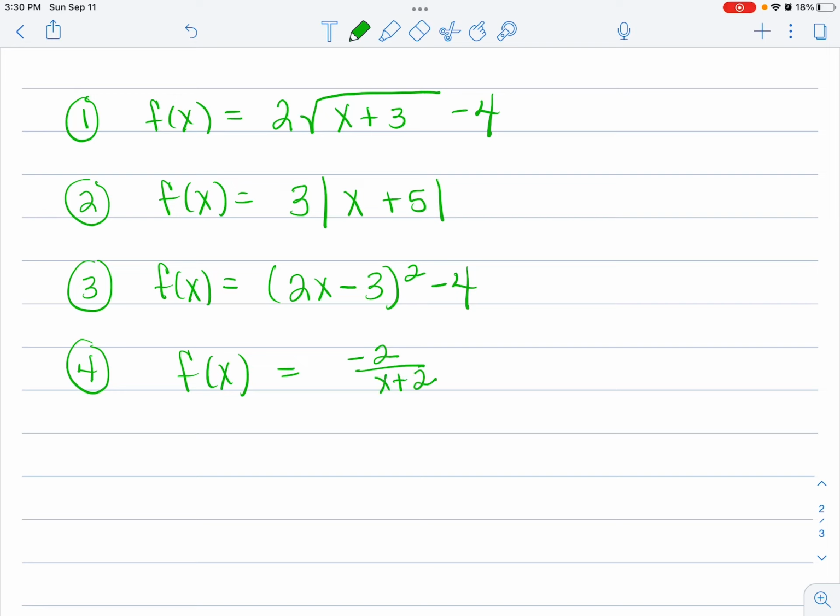Okay. All right, so try those out. Again, it would be my suggestion to graph the parent function first, but totally up to you. And all I need you to do is to tell me in words how those graphs changed from the parent function.